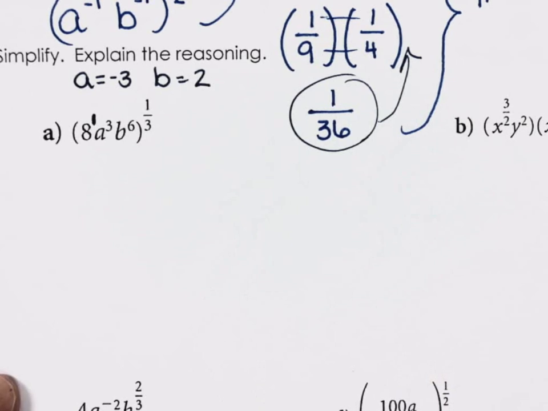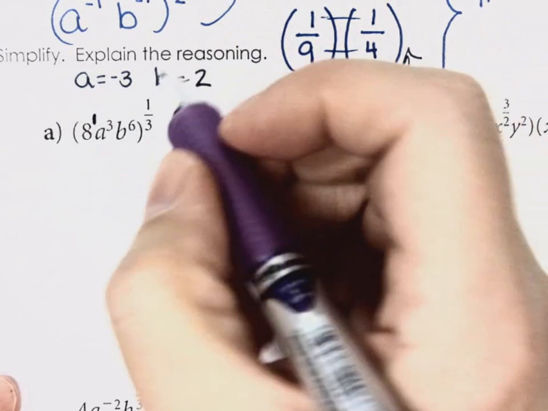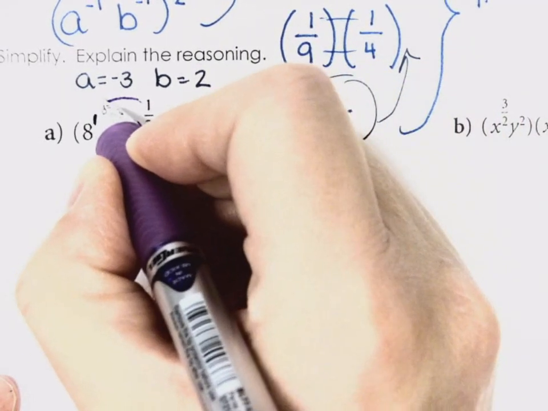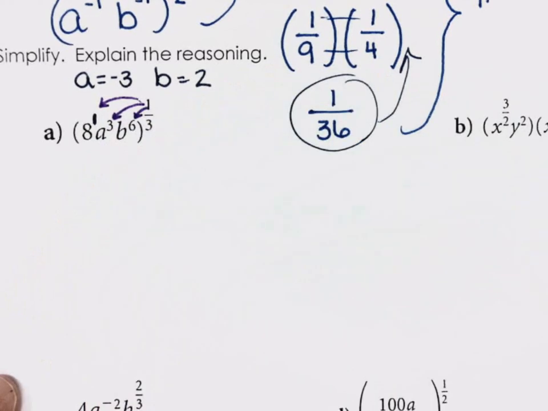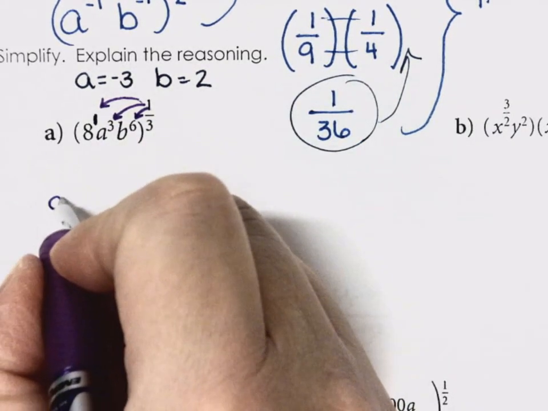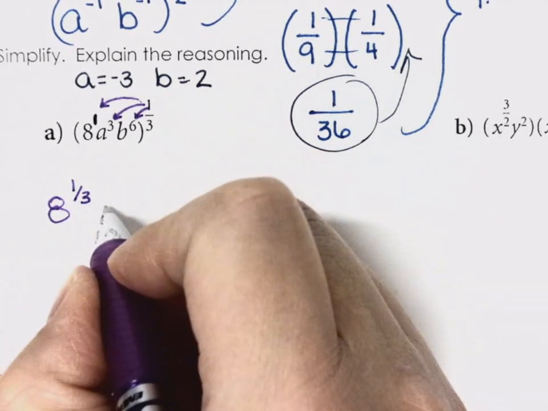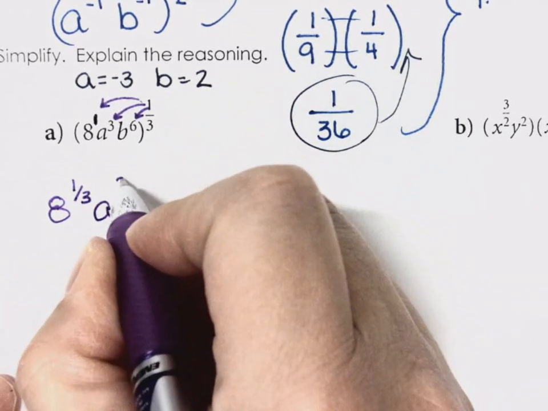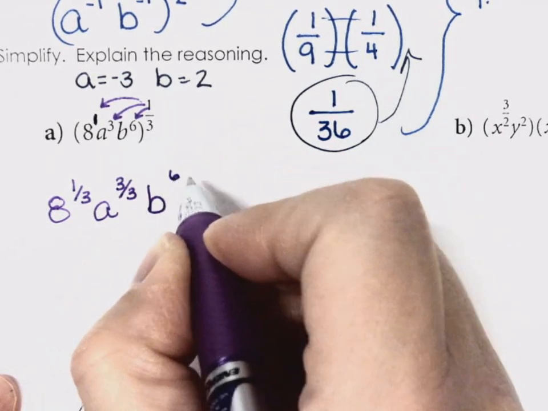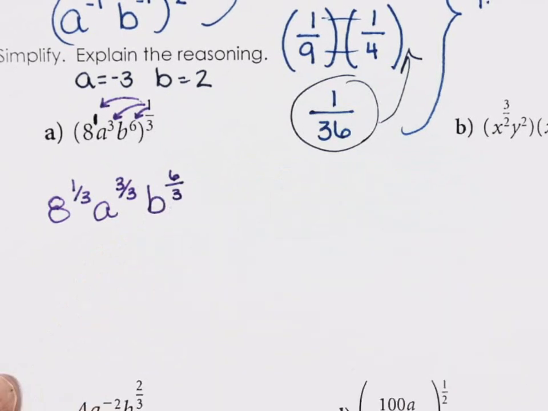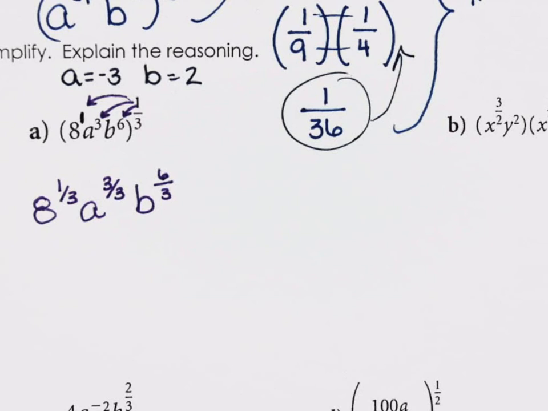I'm gonna try to change to a purple. We'll see if that works. So we're gonna use the power of the power rule. So we're gonna multiply the outside exponent to every inside exponent. So we're gonna have 8 to the 1/3. We're gonna have A to the 3/3, and we're gonna have B to the 6/3. Okay, and that does not look like a purple pen, but we'll go with it.